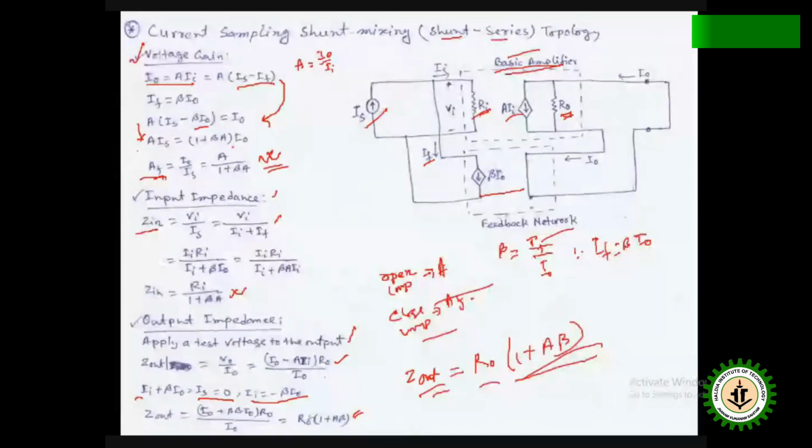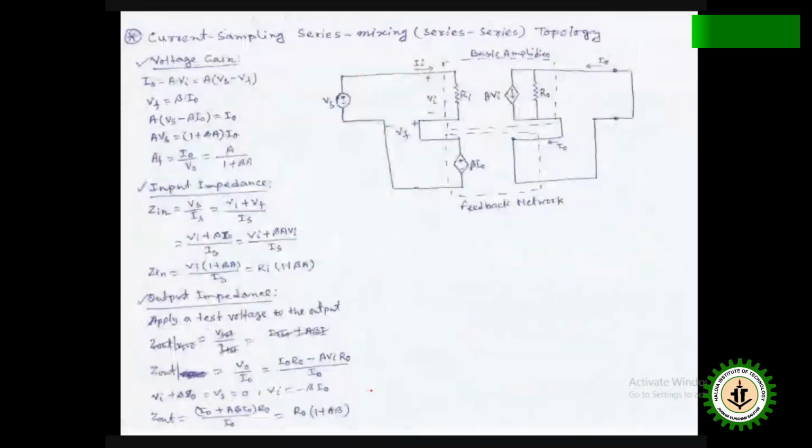Due to this, 1 plus beta A, the input impedance decreases and output impedance increases. So similarly, we can also find out the voltage gain, input impedance and output impedance of the current sampling series mixing.